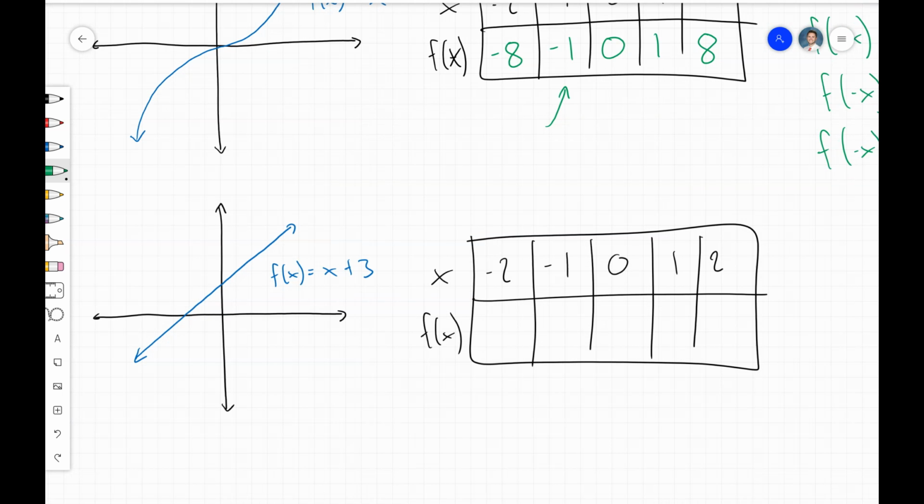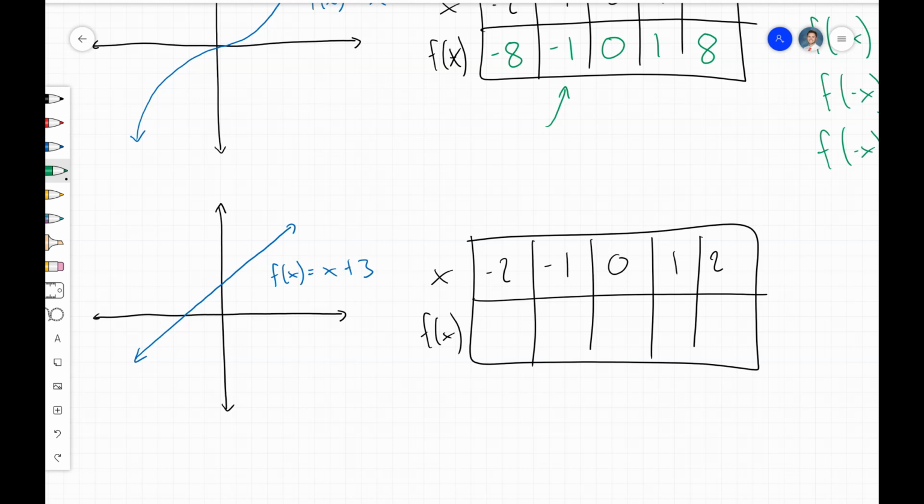Now finally, let's look at an example of a function that is neither even nor odd. We can see that there's no symmetry across the y-axis, and there's also no symmetry about the origin, because we can see that this graph does not run through the point 0, 0, so we can't have symmetry about the origin. If we were to rotate this 180 degrees, we would not have the same image.